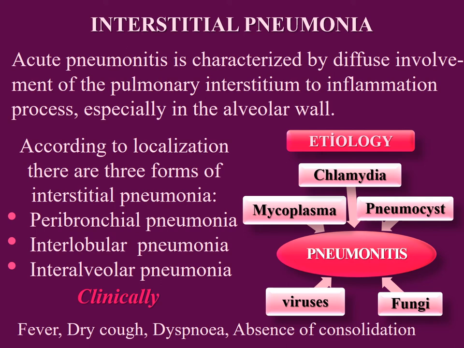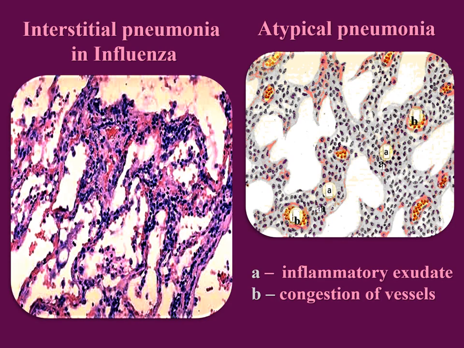Intraalveolar interstitial pneumonia is the earliest common manifestation of most interstitial diseases. This is alveolitis, that is, accumulation of inflammatory and immune effector cells within the alveolar walls and spaces. Microscopically, lymphocytes, macrophages, and neutrophils infiltrate the alveolar septum. Also, you can see the congestion of vessels.